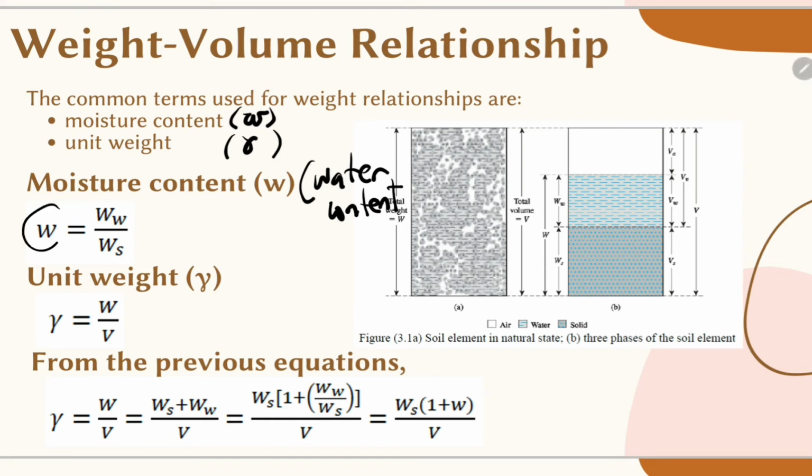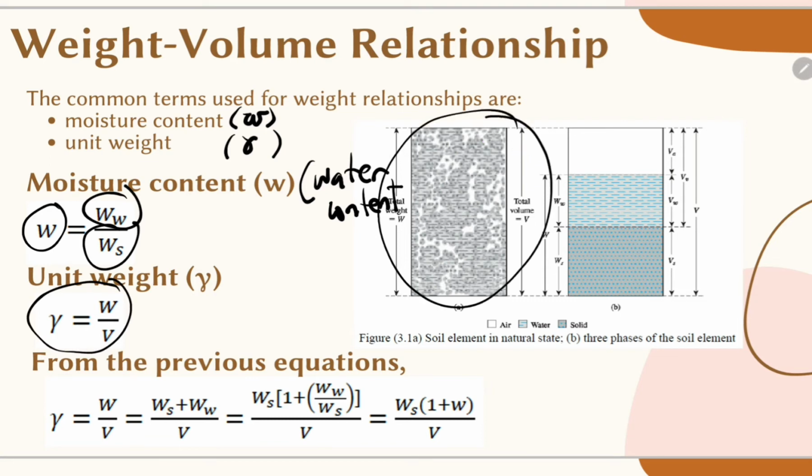Moisture content omega is the ratio of the weight of the water with respect to the weight of the soil solids. Clear? Okay. Tandaan nyo yan. That's an important formula. Then, unit weight, of course, we all know this one. That unit weight is simply the weight over volume. So, if you want to get the unit weight of the soil itself, weight ng soil over volume ng soil. Okay?